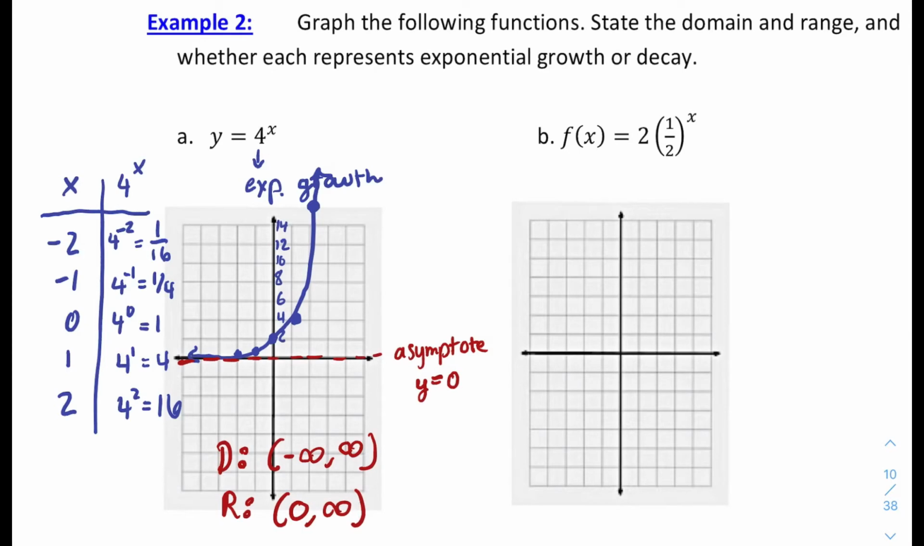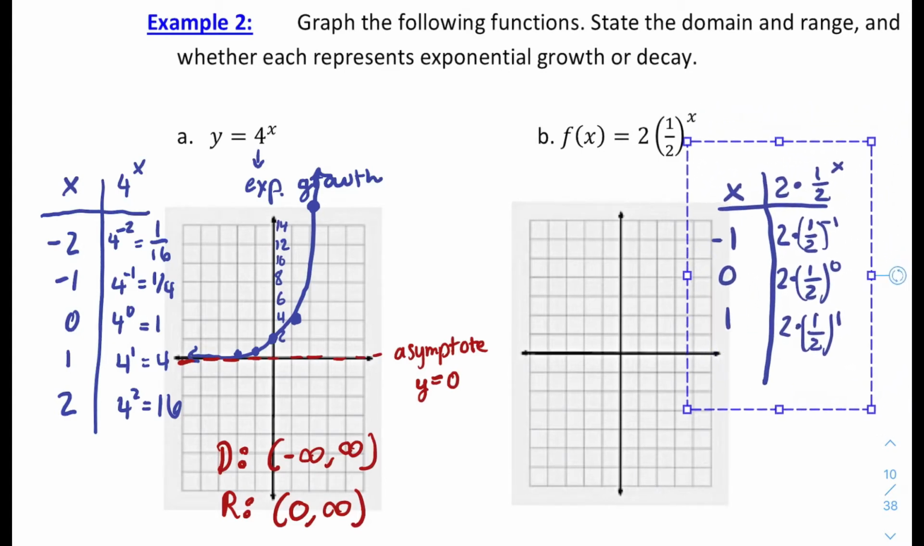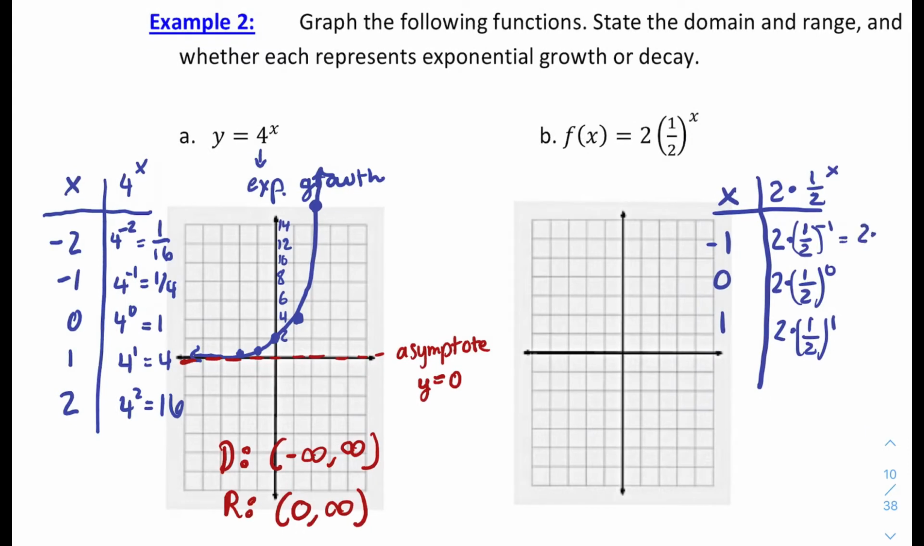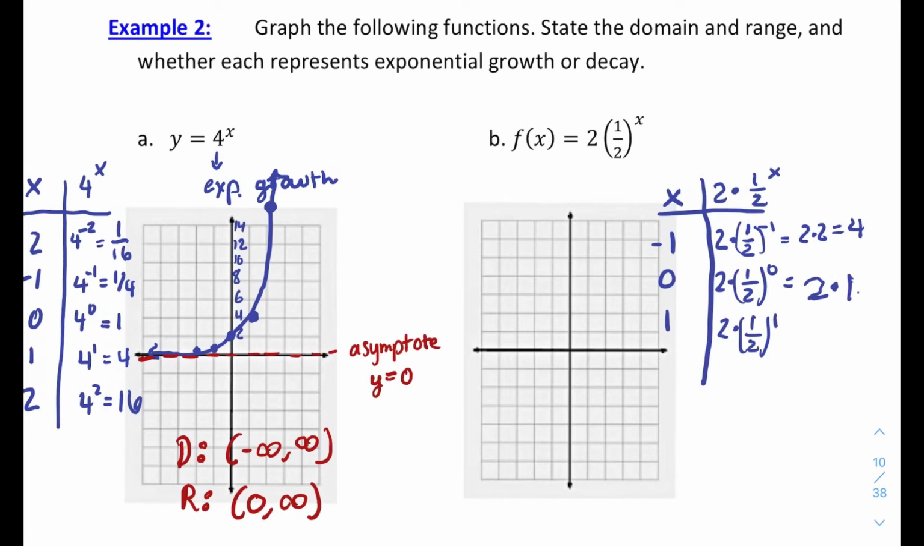Now for range, my y values start a little bit bigger than 0. It doesn't actually ever get down to 0, so my range is 0 with the parentheses not including 0, up to infinity. If I do this second one, I'm just going to go ahead and plug in -1, 0, and 1 for my x values. Once you've got the general idea for the shape, I think 3 points is good enough. Now remember to raise your value to your exponent before you multiply by 2. So 1/2 to the negative first is going to flip it. You're going to have 2 times 2 is 4, and so on.